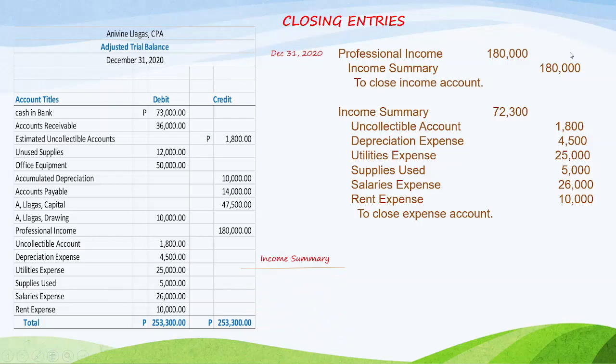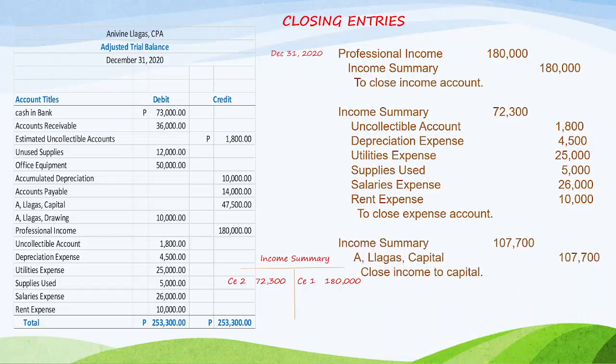Our first closing entry, we have a credit of 180,000, and second closing entry, a debit of 72,300. And we can get the balance of 107,700, a credit balance. So to close that one, that's why we debit income summary and we credit A. Liagas Capital 107,700. This connotes here a net income. Why? Because total credit is greater than the total debit. Alright? So let us continue.